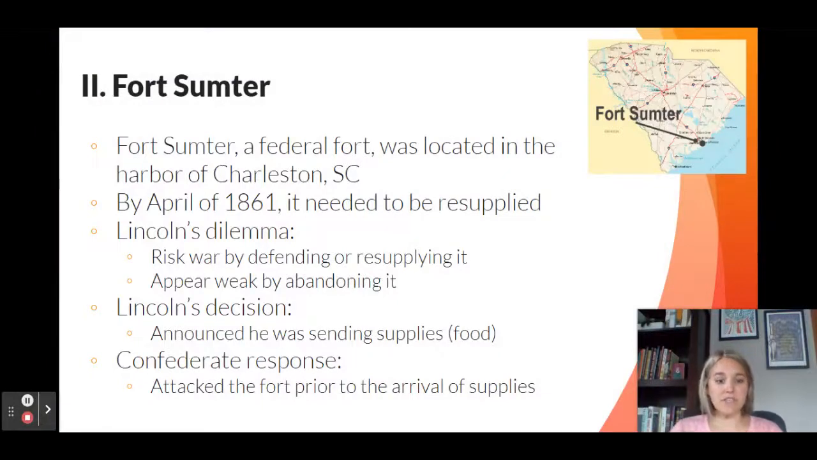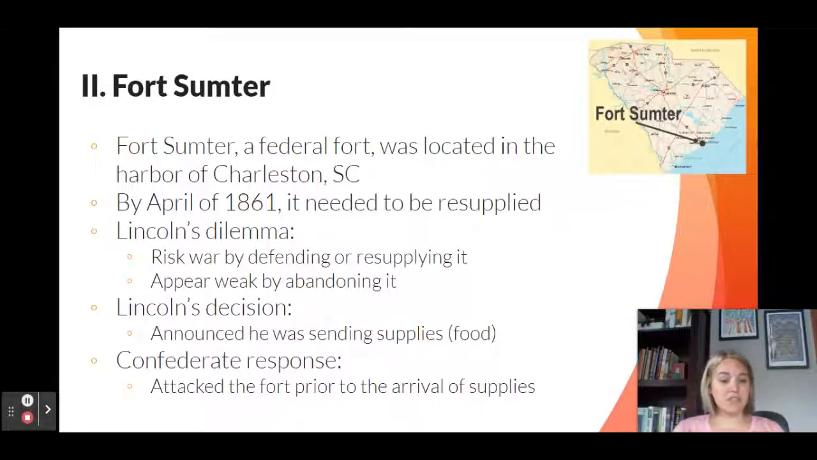So Fort Sumter, this is where we're going to see the first shots fired of the Civil War. Fort Sumter is a federal fort, so it still has Union soldiers there, despite the fact that it's off the harbor of South Carolina. But by April, it needs to be resupplied. So Lincoln has a choice. He needs to decide, okay, do we abandon the fort because we don't want to risk war starting by sending ships down with supplies? But if we abandon it, then we appear weak. But if we send ships with supplies down, that's likely going to be the start of the war.